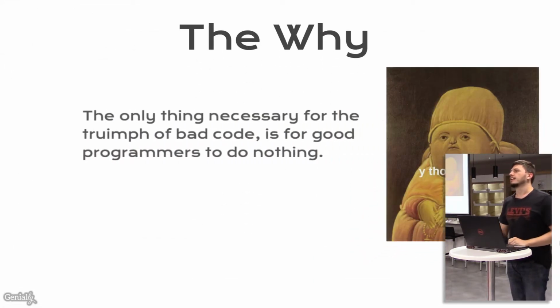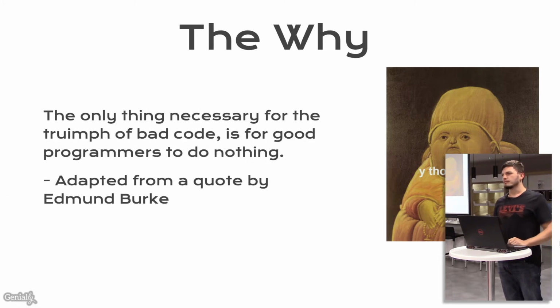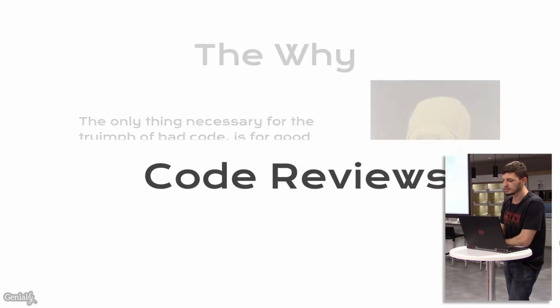So the why. I take my cue for why from the same place as Edmund Burke took his: the only thing necessary for evil to triumph is for good people to do nothing. And thus the only thing for bad code to triumph is for good developers to do nothing. Thus, code quality is there to give us a way to do that.